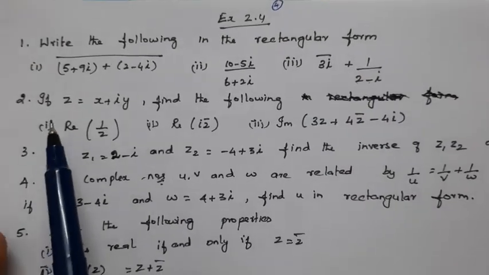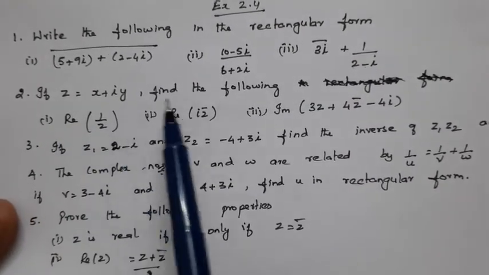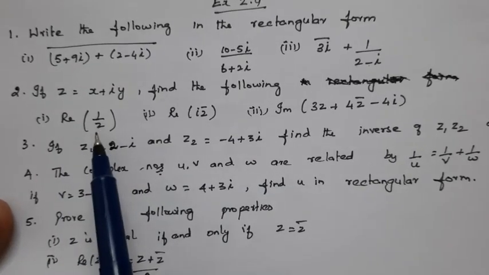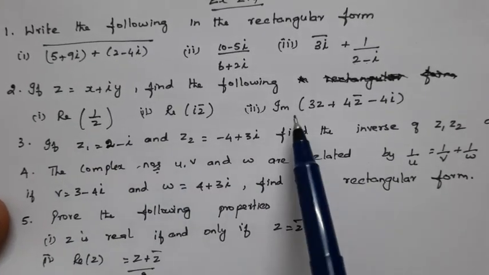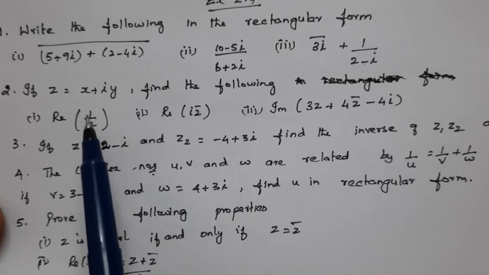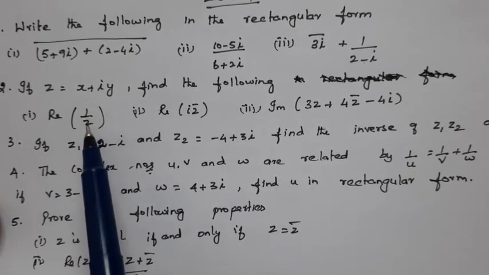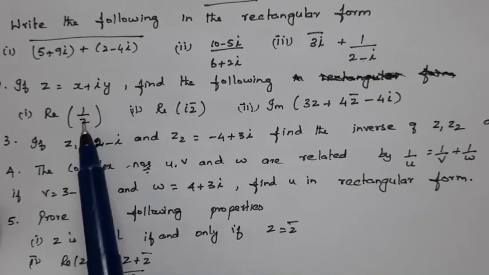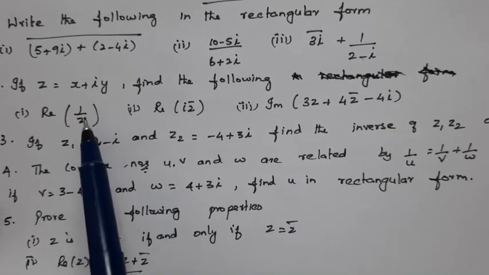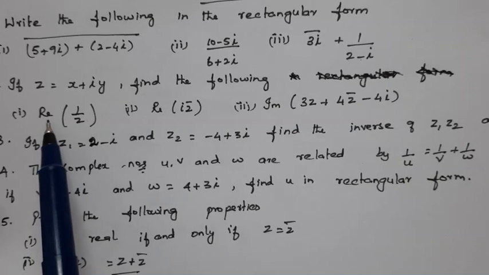Now coming to the second problem. If z is equal to x + iy, find the following: real part of 1/z, real part of i z bar, and imaginary part of it. That is, 1/z means 1/(x + iy). Already we have explained previously how to find the reciprocal of z, that is 1/z. Then write down the real part alone.